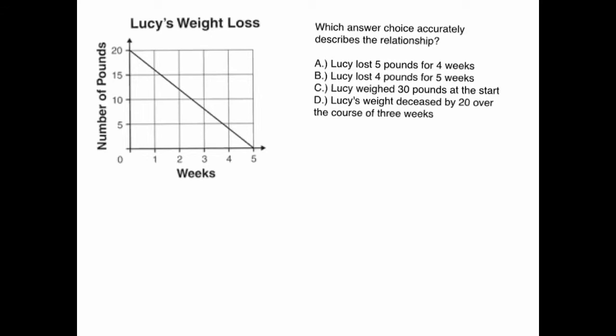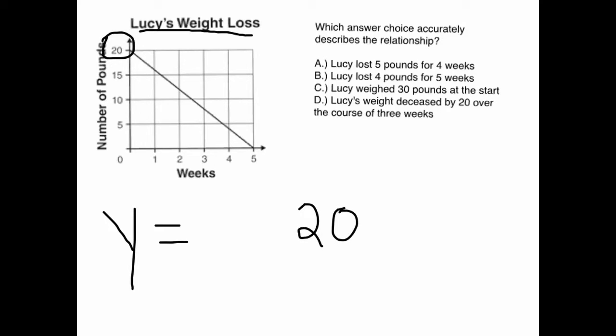Okay guys, one last thing we're going to do here is go ahead and talk about which answer choice accurately describes this relationship. I want to make sure that we understand relationships. The way we can figure out this problem about Lucy's weight loss is simply to find the equation of this line. Now I can already see that 20 is going to be my starting point because that's where my line crosses the y-intercept.